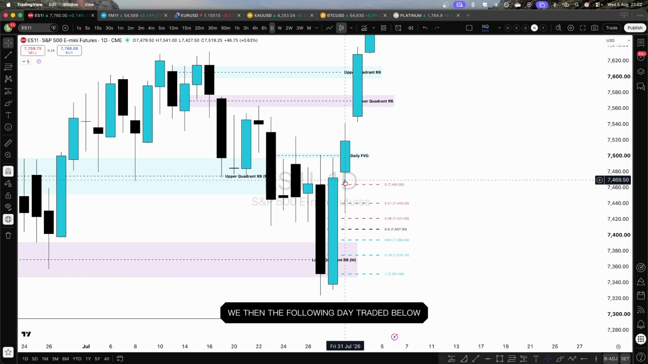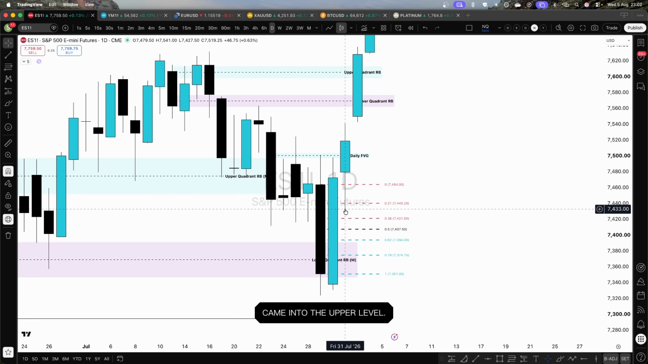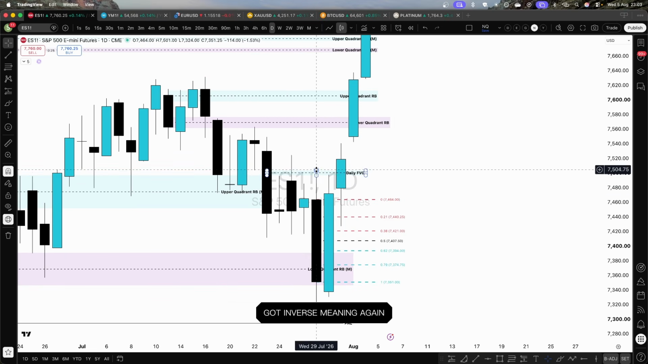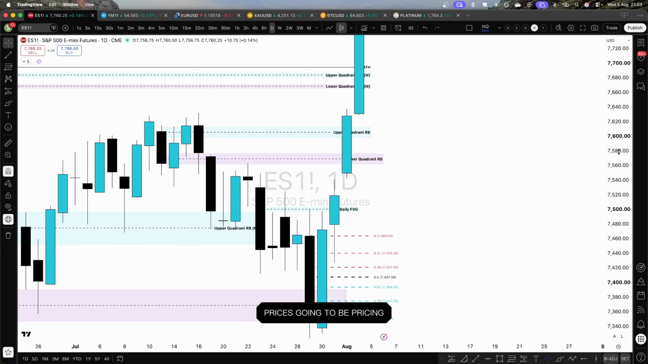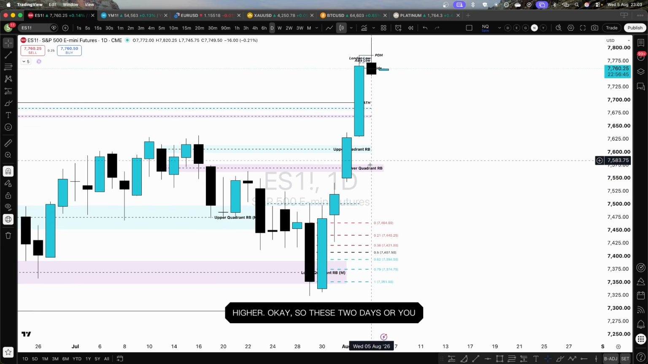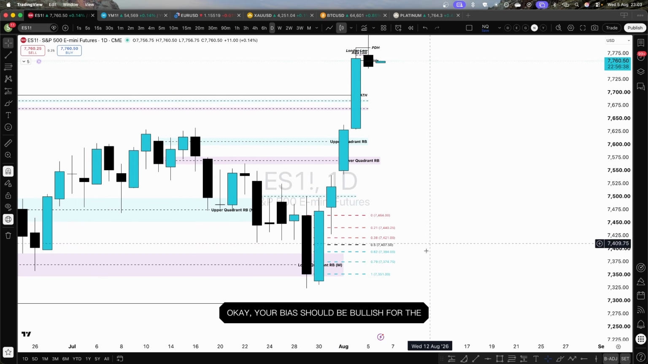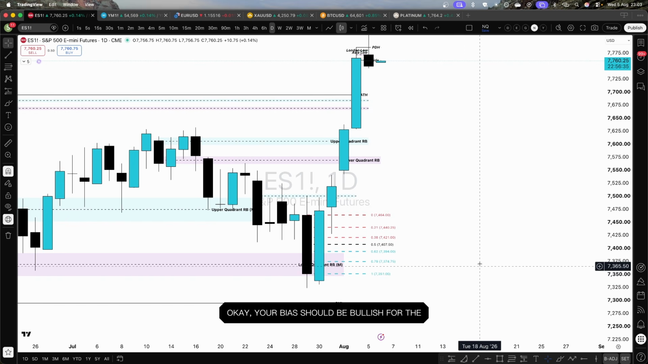We then, the following day, traded below, came into the upper level. Notice how we started pushing higher from there. This shows rejection from the upper level and shows more bullish prices. Okay, we also had a daily fair value gap which got inversed, meaning again prices are going to be pricing higher. So the next day will most likely be bullish. Okay, your bias should be bullish for the next day.